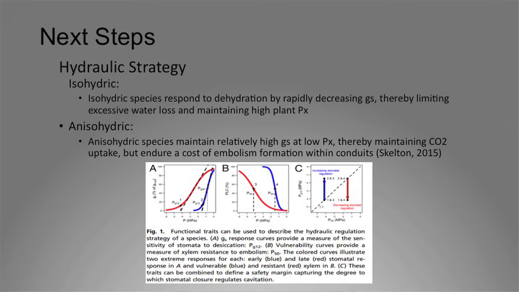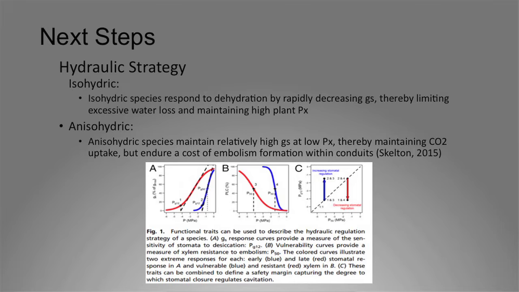For isohydric species, they will rapidly regulate their stomatal conductance in exposure to aridity and water loss, but therefore they avoid the drought. Conductance is cut off, and then they're able to maintain their water potential within the plant. On the other side, you have anisohydric, which maintain their relatively high conductance at low water potential. Therefore, they're able to continue doing photosynthetic assimilation, continue doing photosynthesis, but are at a higher risk of hydraulic failure.